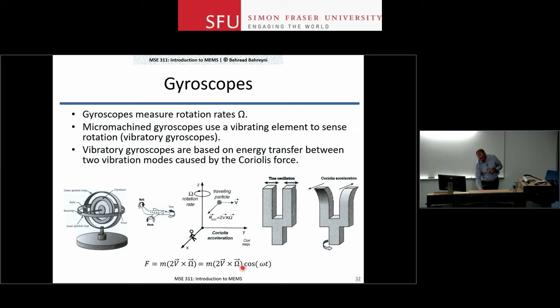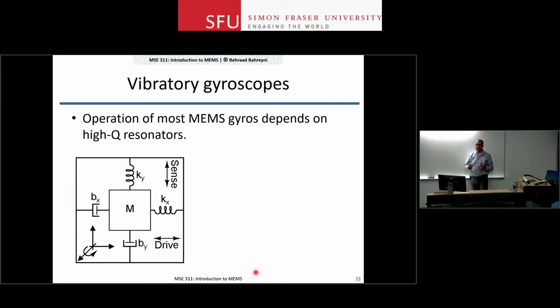Now, for V, I have an oscillatory motion, so it's a cosine omega t, going back and forth like that. Remember, this is a cross product. So if this is the V and I'm rotating it, I will see a force perpendicular to that. Let's look at a simpler diagram here. I can bring this mass into oscillations along the x-axis. I call it the drive axis. So this is going back and forth around this orientation.